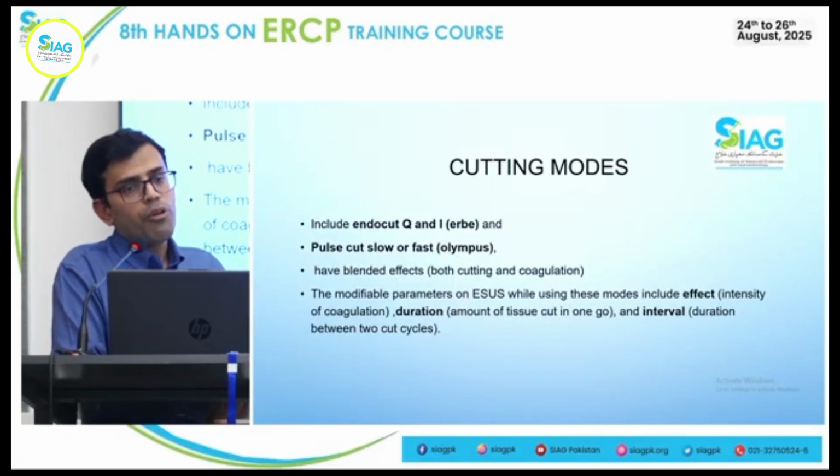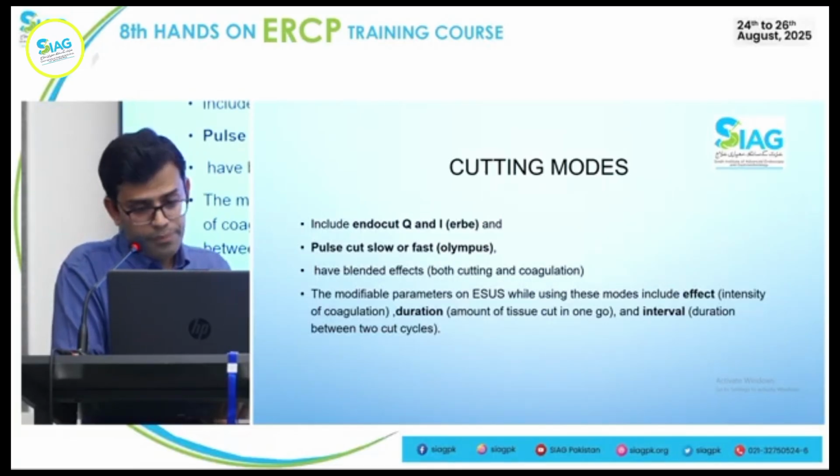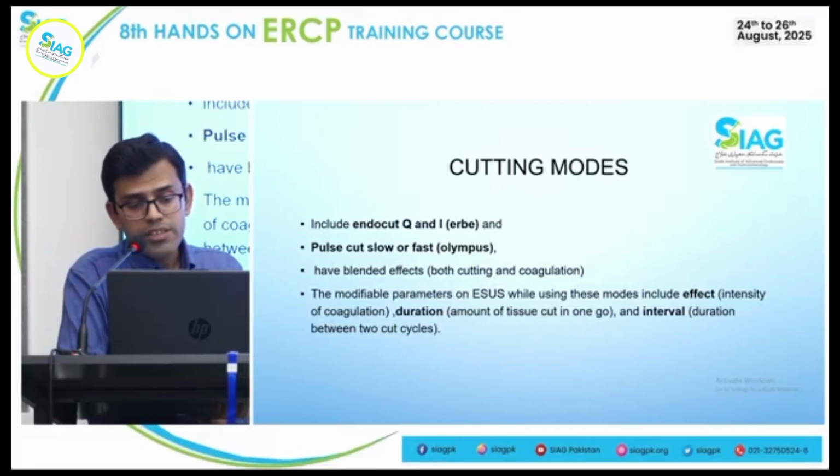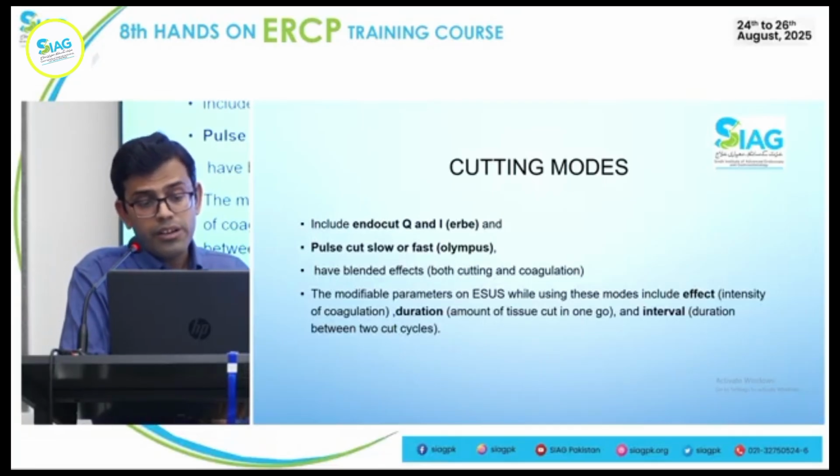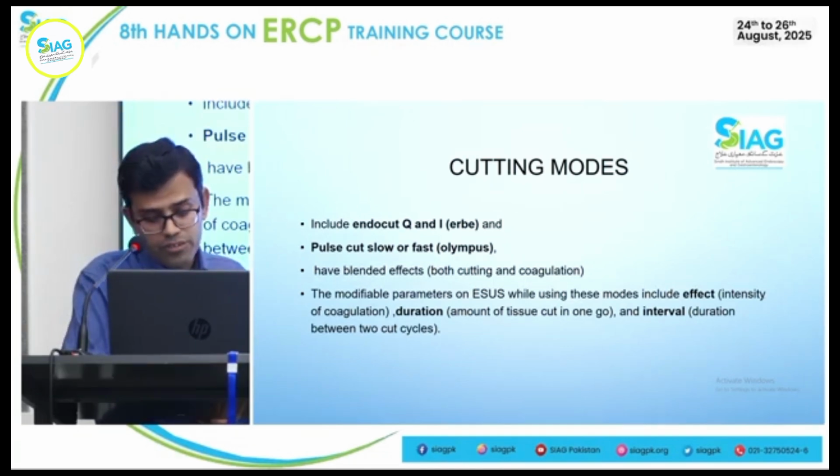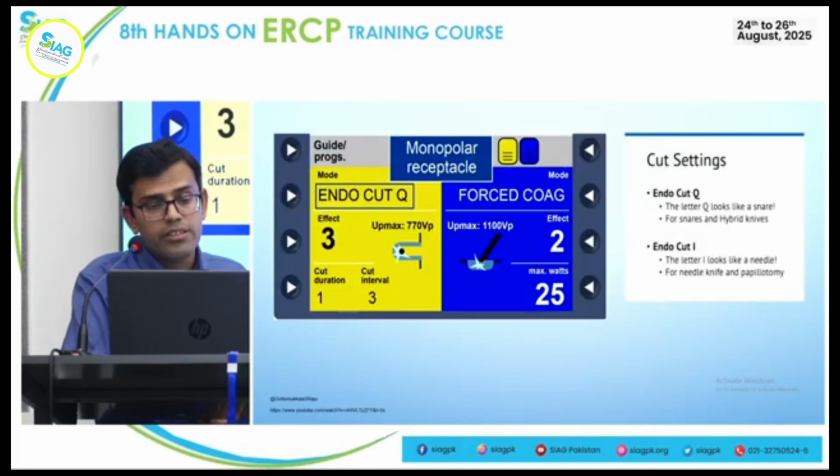There are some important modifiable parameters on the screen whenever we use a cutting mode. One is effect, which is the amount or intensity of coagulation, the duration, which is the amount of tissue cut in one go, and interval, that is obviously the duration between the two cut cycles.